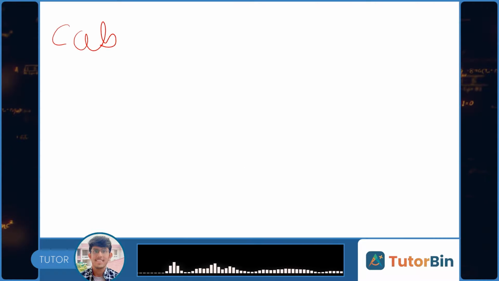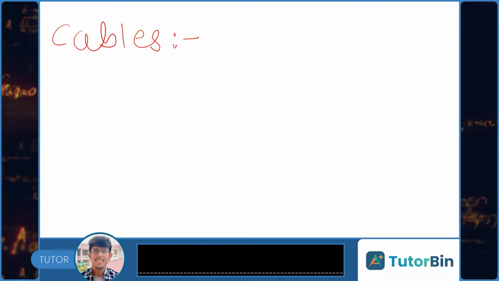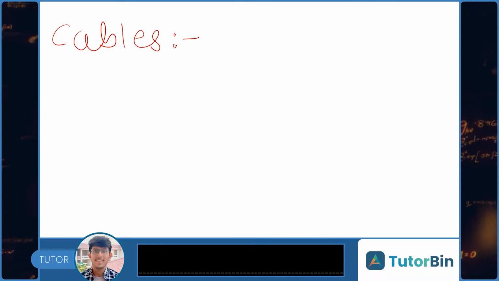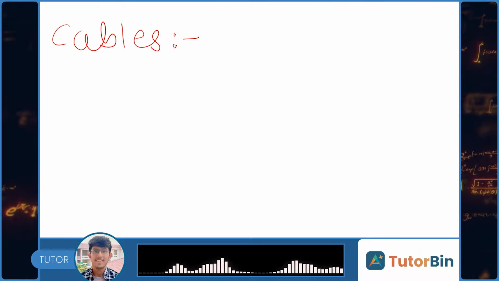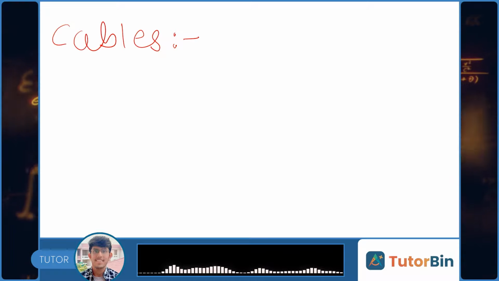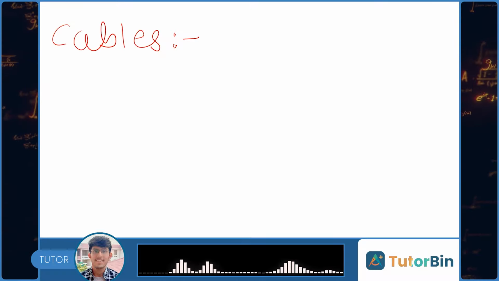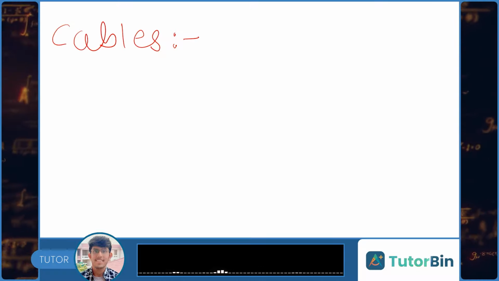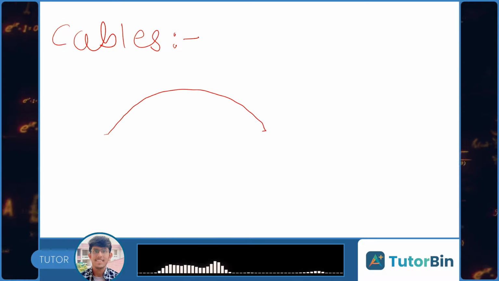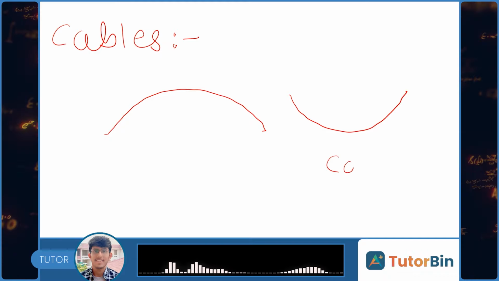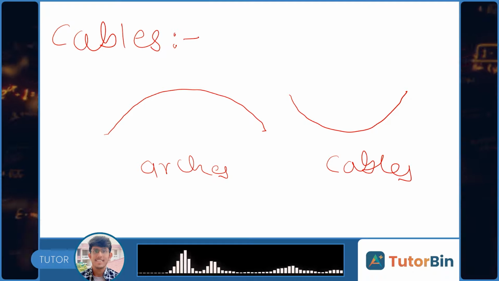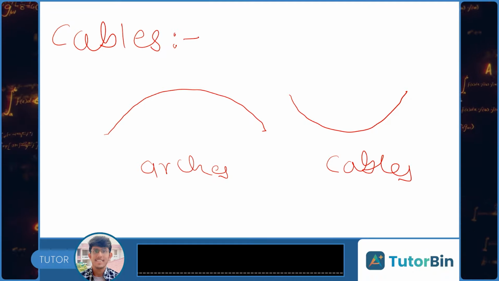Now let's discuss what are cables. Cables are structures with cables as the main load carrying member. They are structure elements that can hold a great amount of tensile force with a relatively small cross section area. The basic difference between the cables and arch is of its curvature. Arch has a curvature like this, while cables have a curvature like this. Cables have a reverse curvature to that of arch.